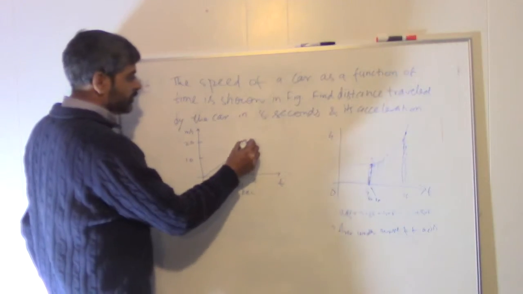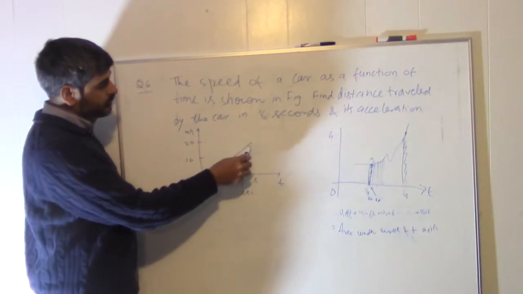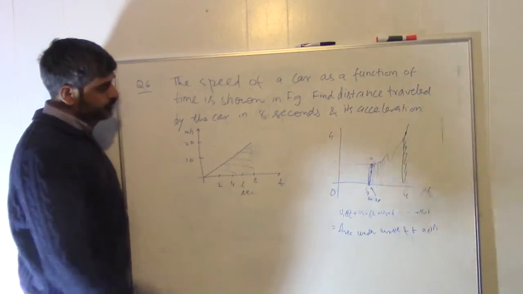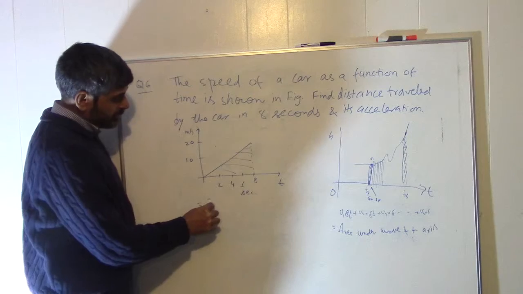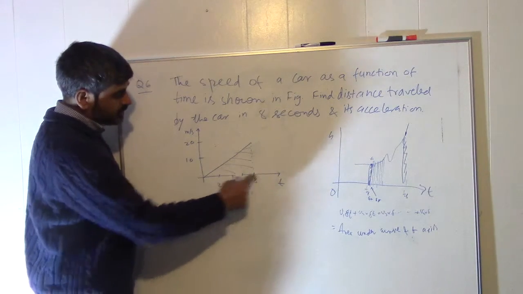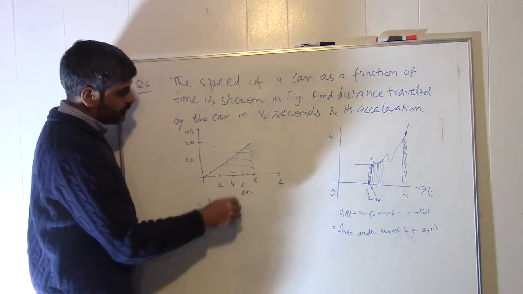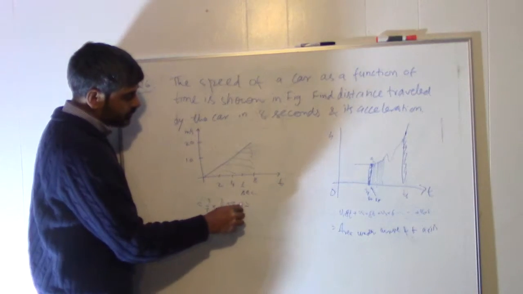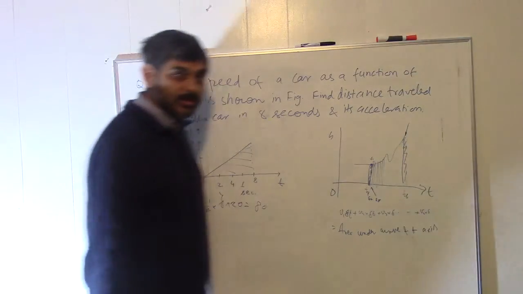We are required to find the distance in this time interval. What is the area of this triangle? It is half into base, which is 8, and the height of this triangle is 20. This will be equal to 4 into 20, which is 80 meters.